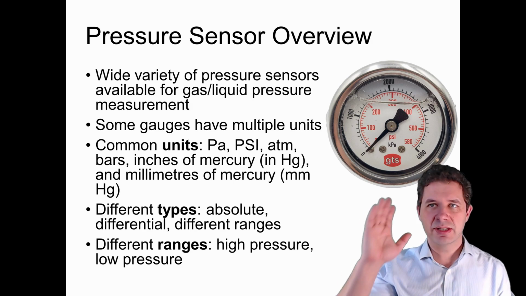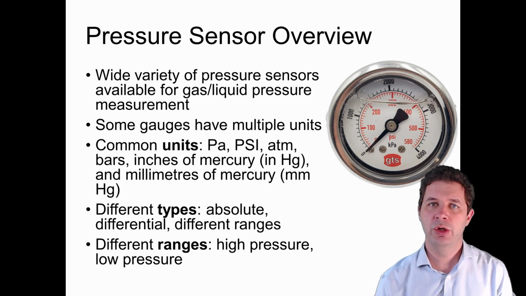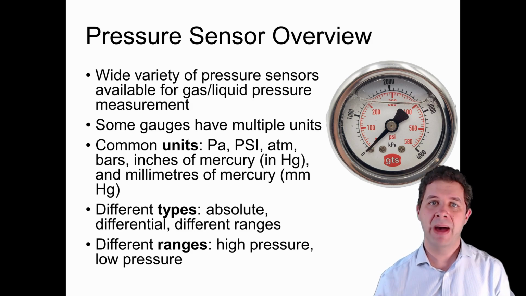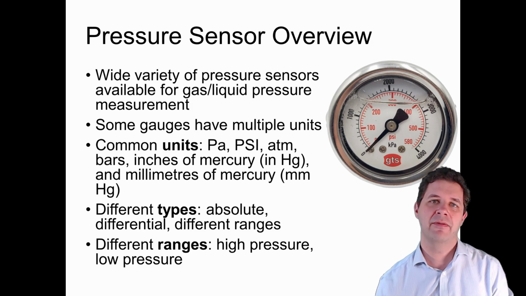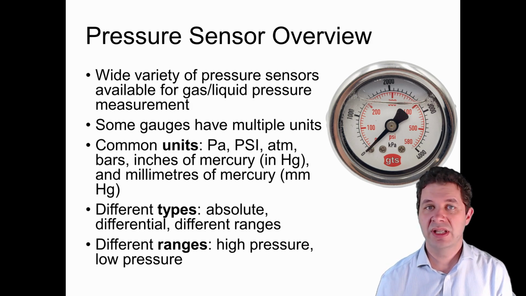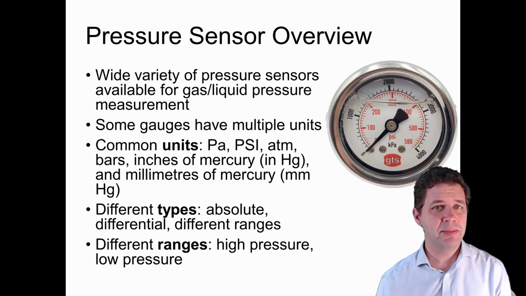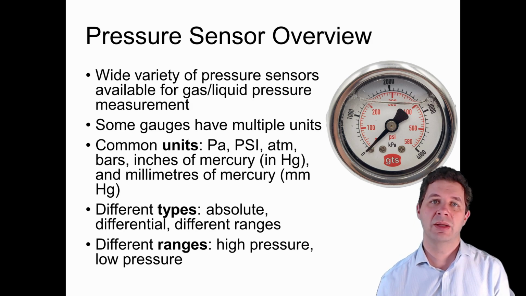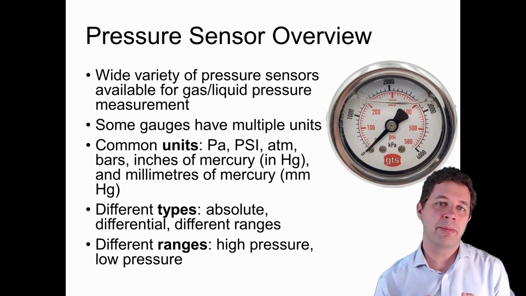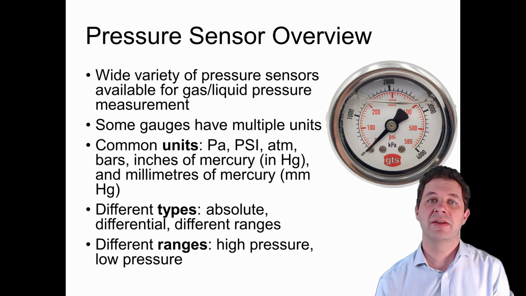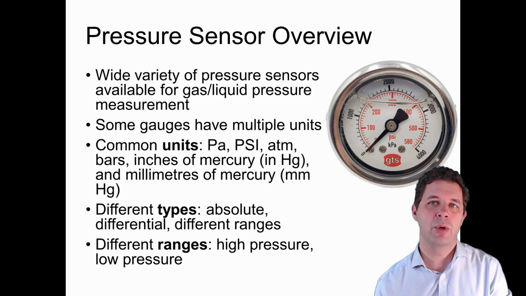Now, some of the gauges, like the one above, have multiple units on them. They might have printed on them bar and PSI, or pascals and bar, or something like that, for example. Some people are used to different types of units, and some units are more commonly accepted within industry for different quantities of pressure that are trying to be surveyed. I mentioned again those common units of pascals and PSI and atmosphere, bar, and two other common ones of inches of mercury and millimeters of mercury as well.